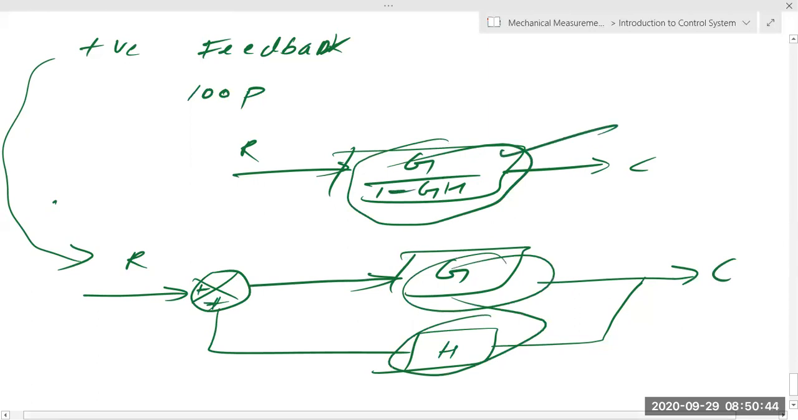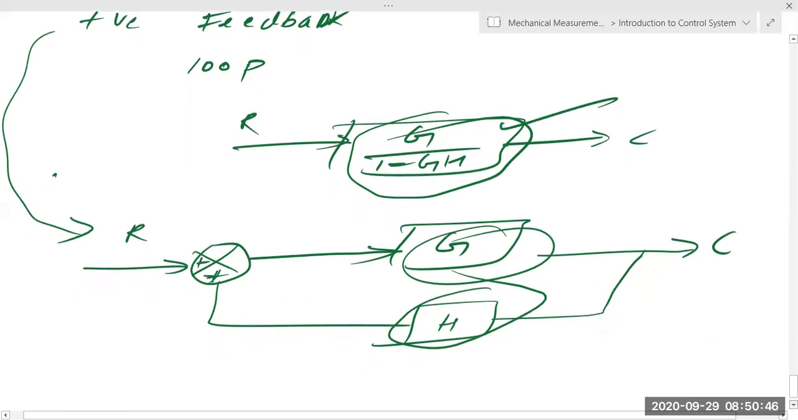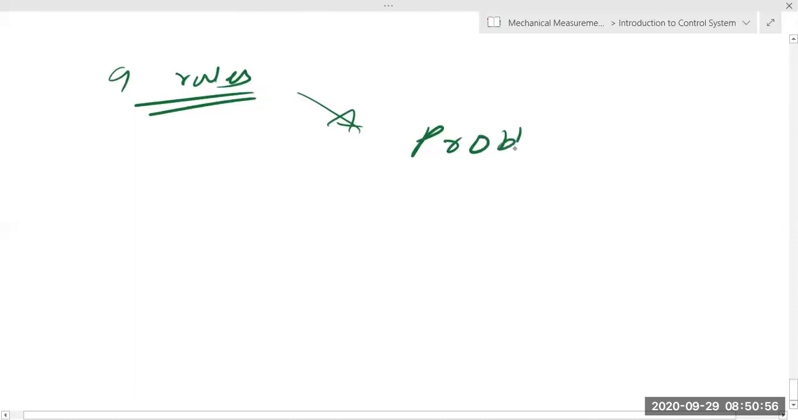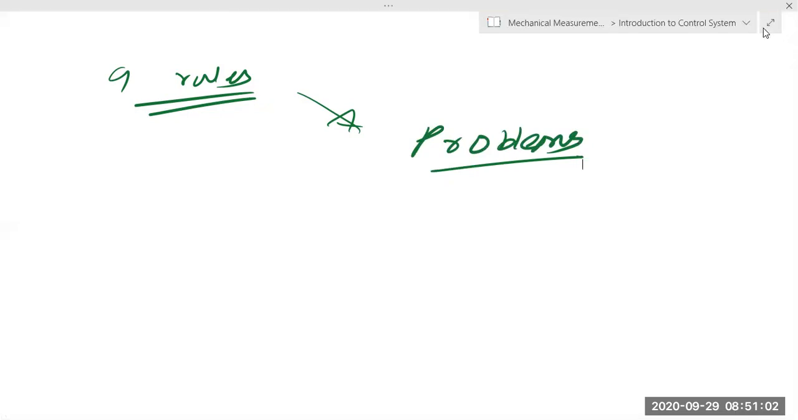This is all about block diagram reduction. We have seen how many rules as of now? We have seen 9 rules, very simple rules. So I would like you to revise these rules so that we can solve some problems based on this. This is very important because everything in control systems we are going to use this block diagram algebra reduction. Thank you.